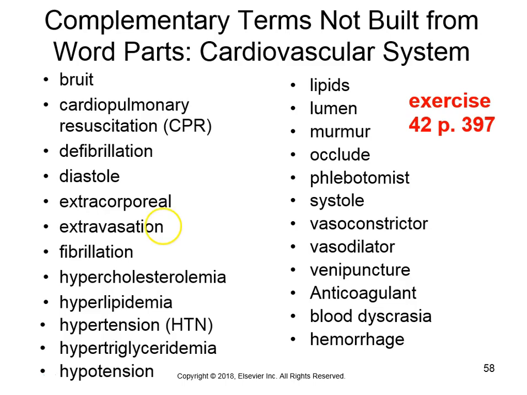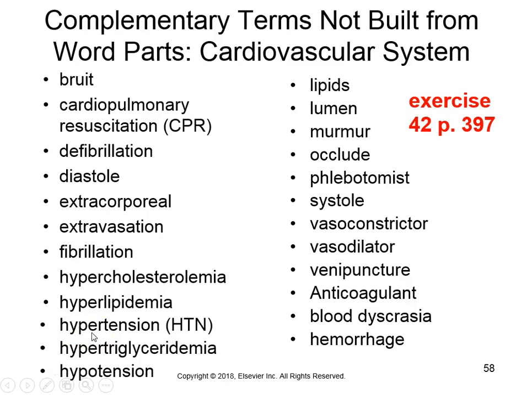Fibrillation is the quivering or uncoordinated contraction of the atria and ventricles. So it's kind of like a system. It's supposed to be one contract, then the other. But if it's not really coordinated or is too fast, then you might have a fibrillation. Hypercholesterolemia means you have too much cholesterol in your blood. Generally increases your chances of having some kind of cardiovascular disease. By the same token, we have hyperlipidemia, so too many lipids in your blood.